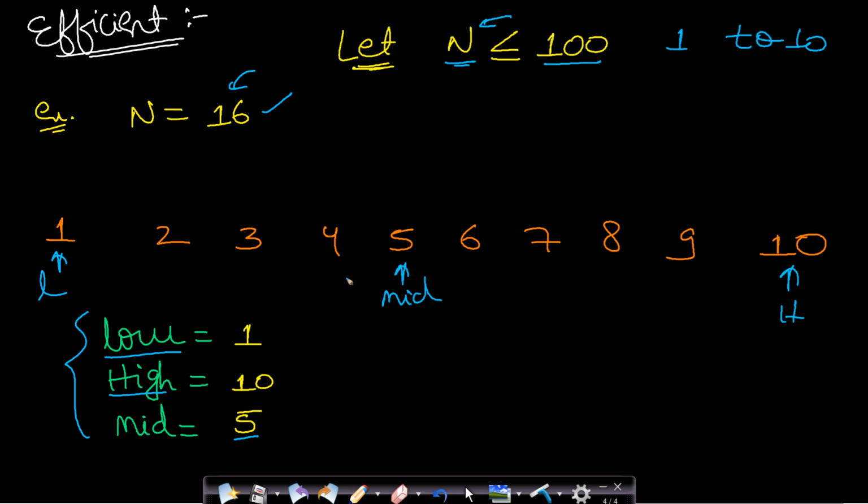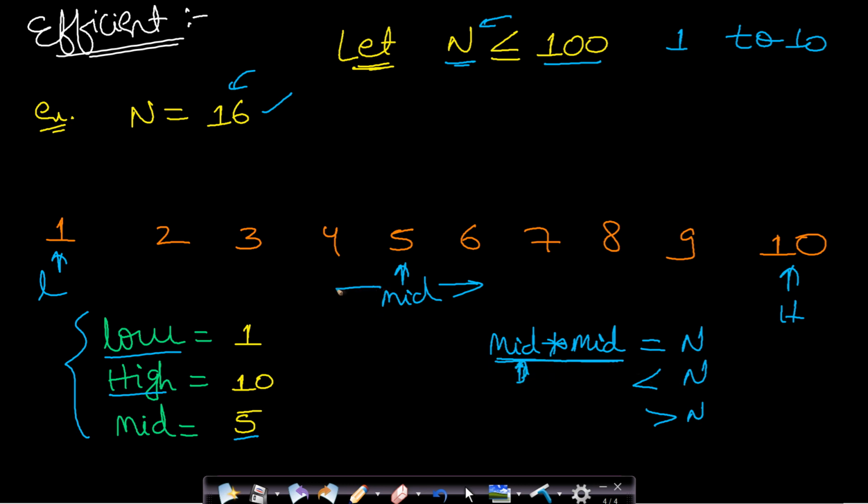Now what we can do is compare whether mid into mid is equal to your value n or not. If it is equal to n, then it is sure that n is a perfect square, and we will return true. Otherwise, if this is less than n, then you need to increase the value of mid in order to increase the value of this square, so you will have to move to the right hand side. And if mid into mid is greater than n, then your value is already higher than n, so you need to decrement the value of mid, and you will move to the left hand side.